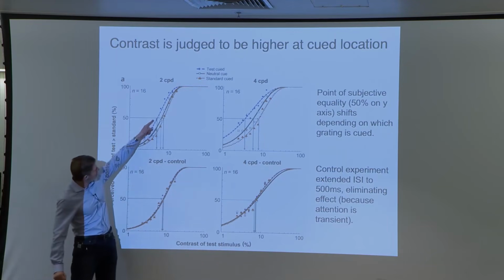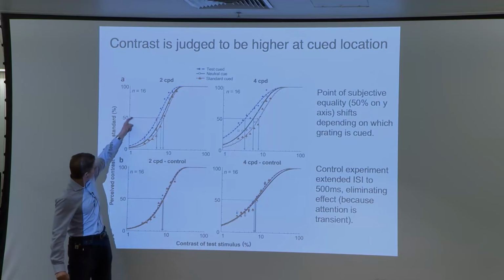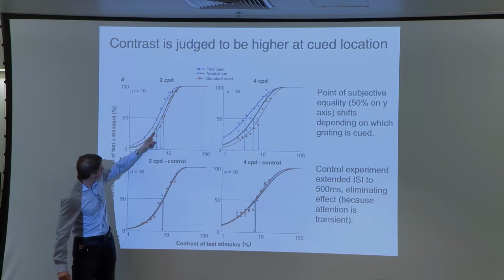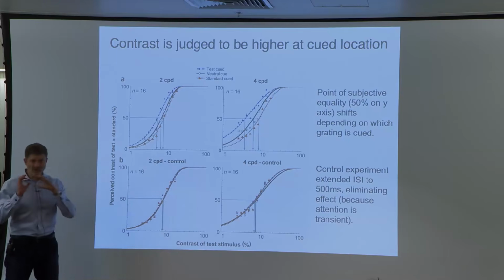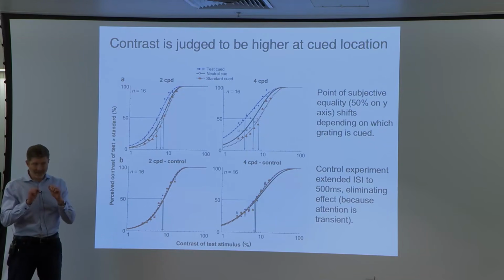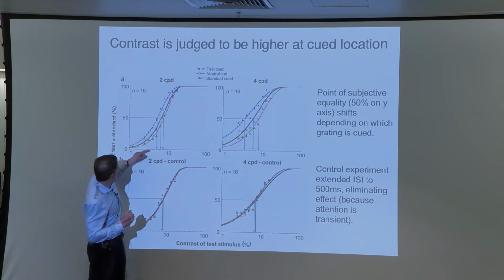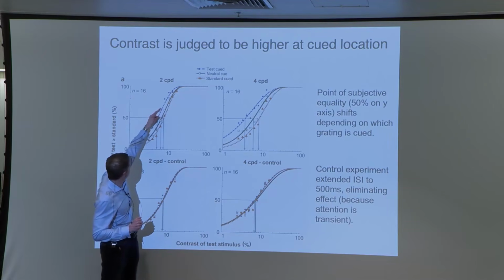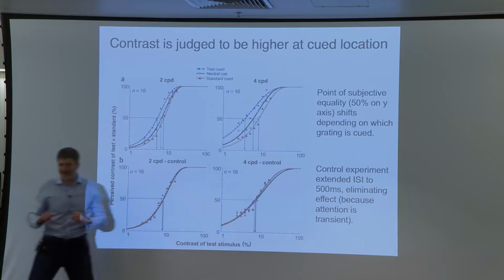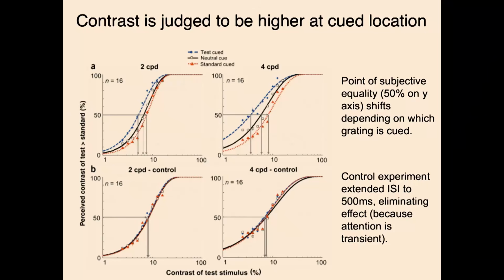So what happens here? Let's look at the point of subjective equality, which is where these curves hit 50%. For the blue curve, when the test is cued, the point of subjective equality is a lower contrast. So the point is that when you cue somebody to the location of the test, it can be a little bit lower contrast and look equal to the standard. And when they are in fact equal in contrast, people are more likely to say that the test is higher in contrast than the standard.